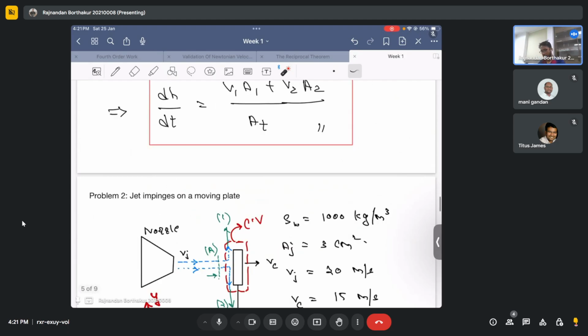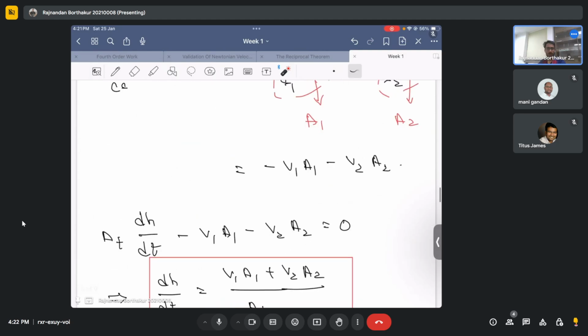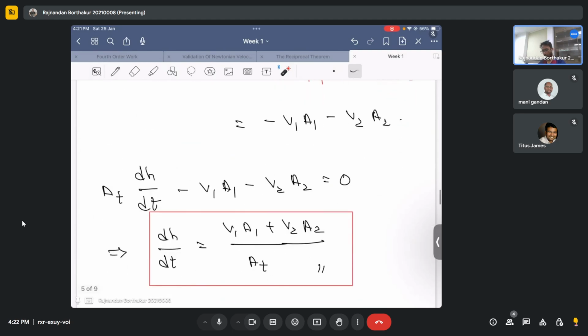I hope this is clear to you, why I just said this. So that's it, guys. That's the first answer that we just now evaluated by using the Reynolds transport theorem for mass conservation. I'll stop here for a couple of minutes. If you have any questions, you can ask me.